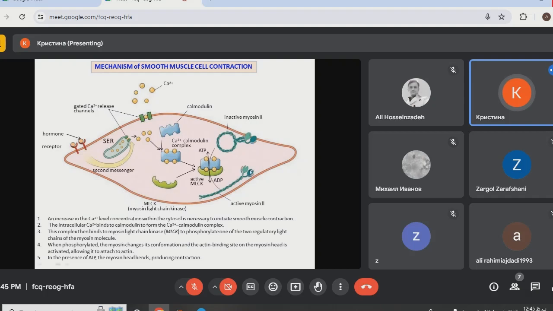Then the same happens as in the striated muscle tissue, so we will have the attachment of the head of the myosin to the actin myofilament, bending of the head of the myosin molecule, and movement of the actin myofilament along the myosin one, and the contraction.